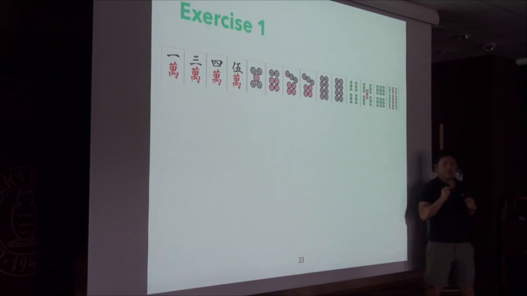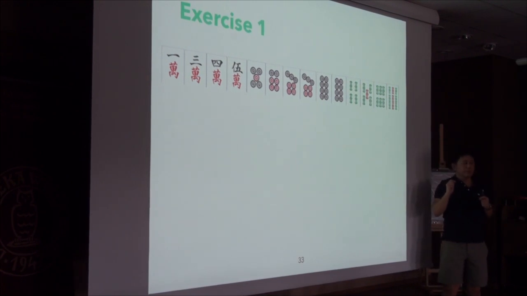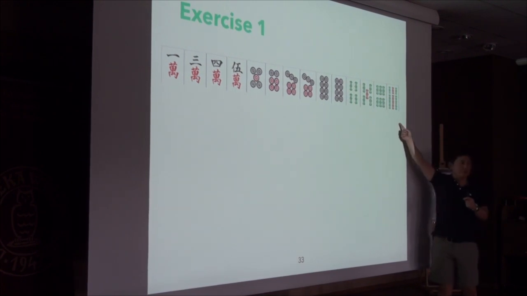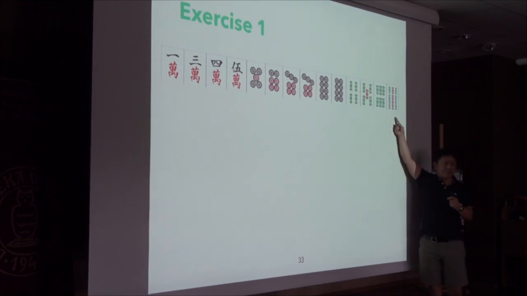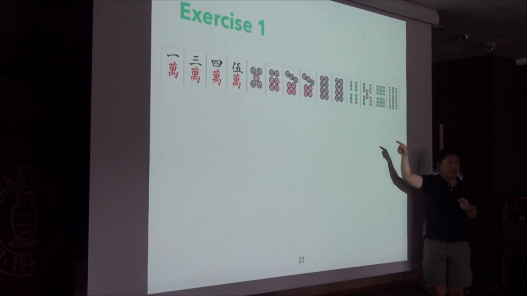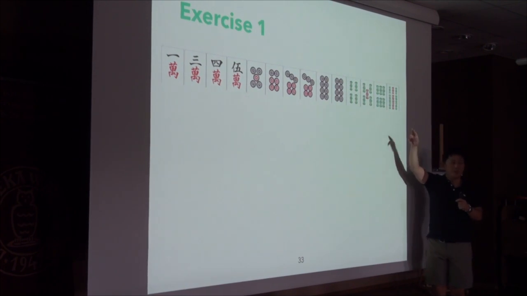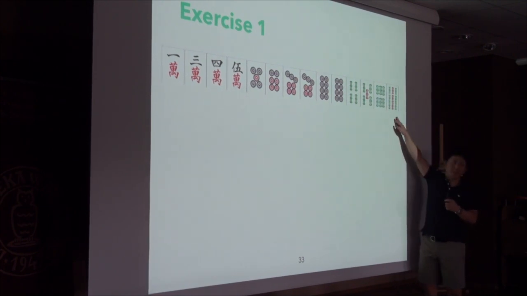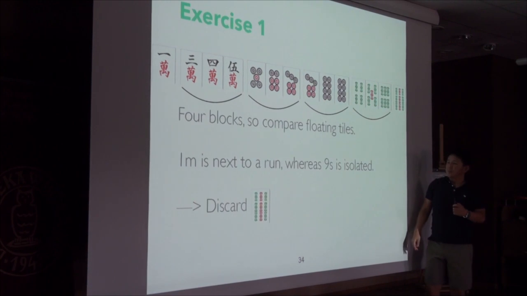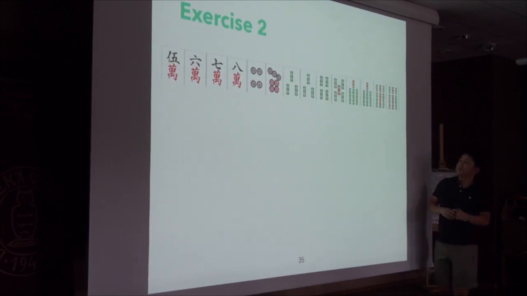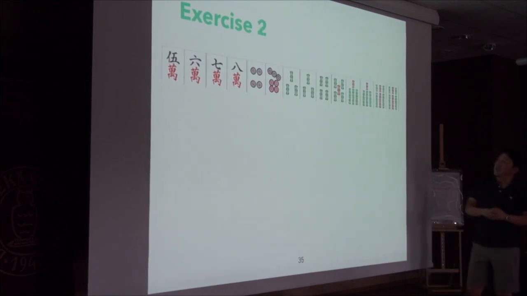So which one to discard? 9 bamboo. Why? Because 1 is connected to 3. Right. So this is completely isolated, whereas that is next to a run. So that's 1 rank up. So that you keep that and you discard that, right? How about now? How many blocks? And what to discard?